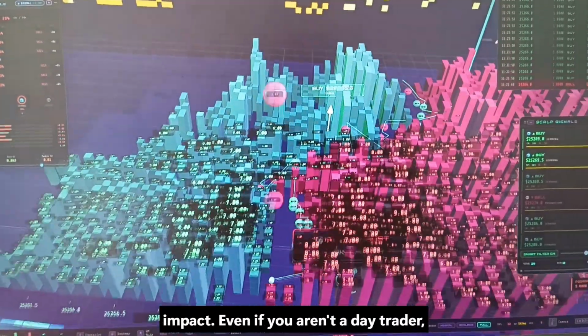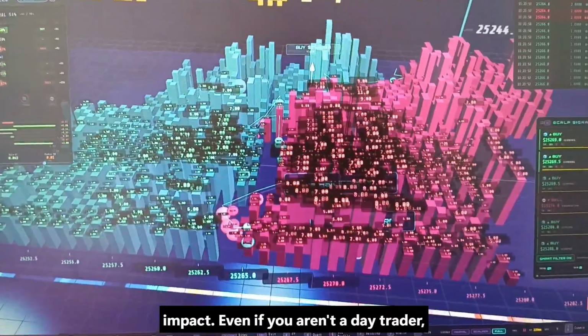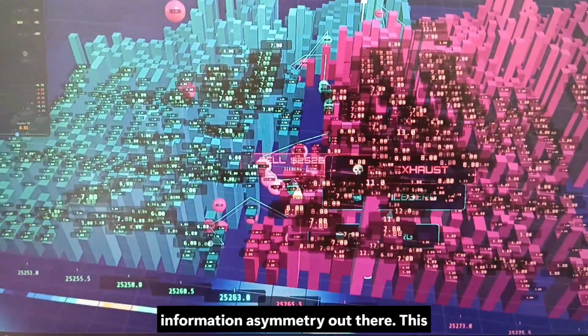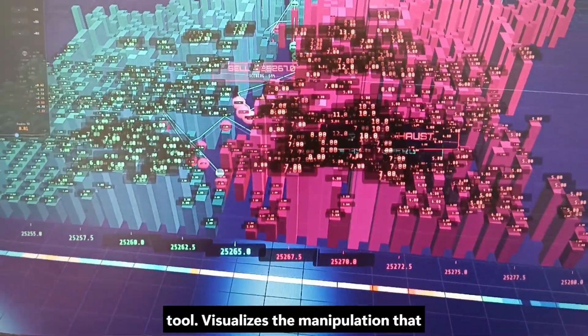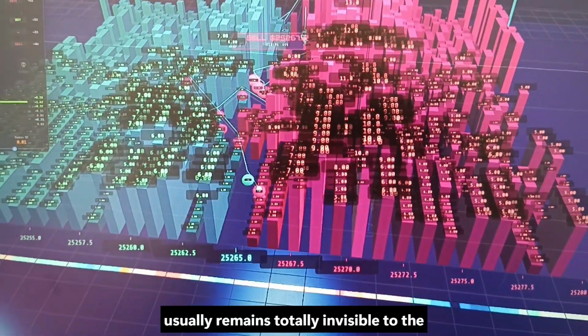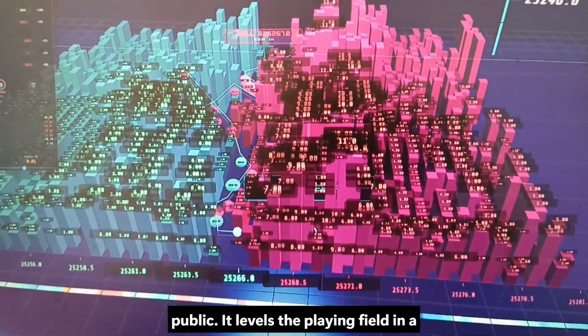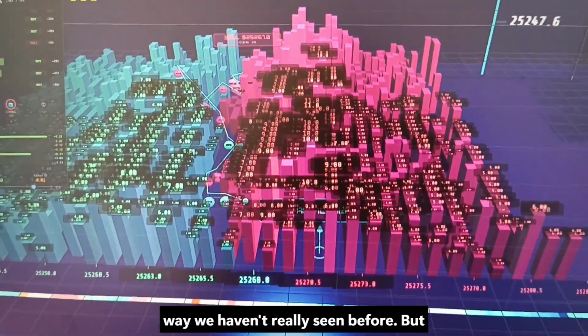the impact. Even if you aren't a day trader, just hearing this illustrates the massive information asymmetry out there. This tool visualizes the manipulation that usually remains totally invisible to the public. It levels the playing field in a way we haven't really seen before.